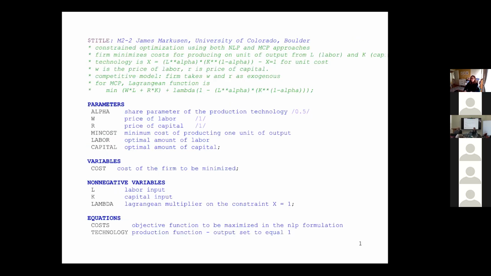Okay, so cost and technology. Oh, by the way, one more thing about parameters and equations. If you have a comma after that alpha in the first parameter statement, it means that the next thing that comes along is also being called a parameter. So the blue would disappear on the word share, and you would have declared a parameter called share.